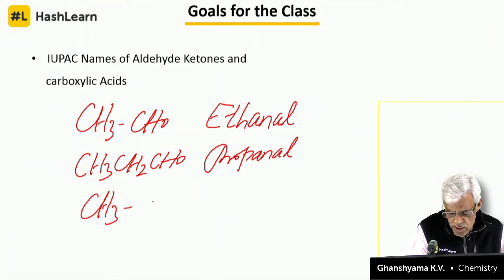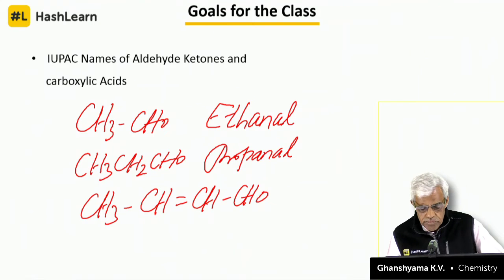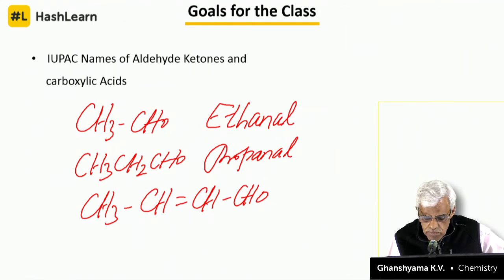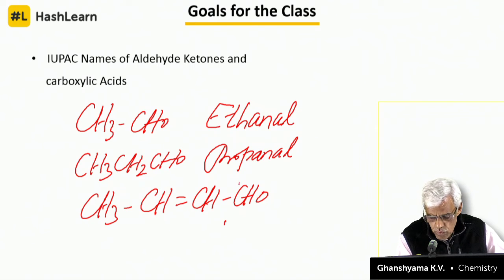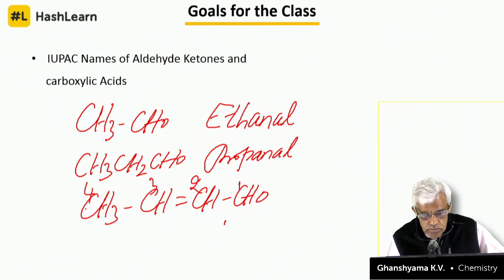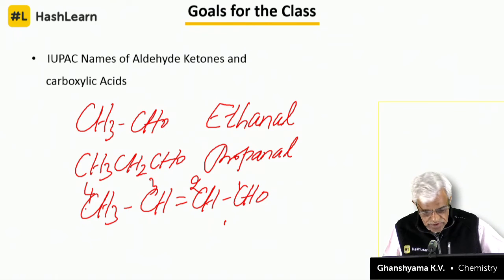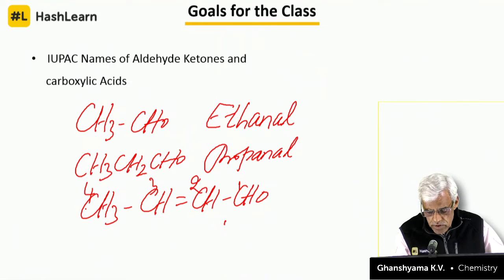Okay, CH3CH=CHCHO. The IUPAC name of this is 1, 2, 3, 4. Yes, yes, yes. So HI. 1, 2, 3, 4. Here it is.